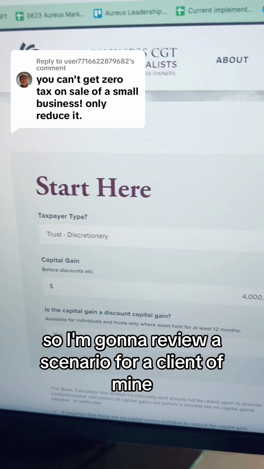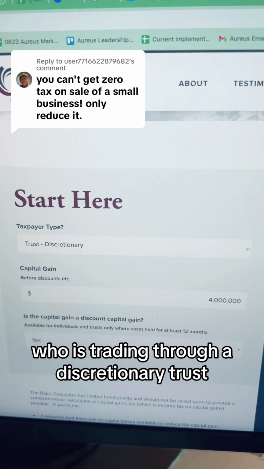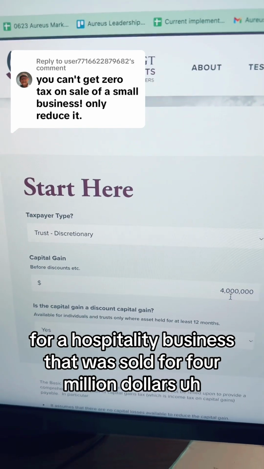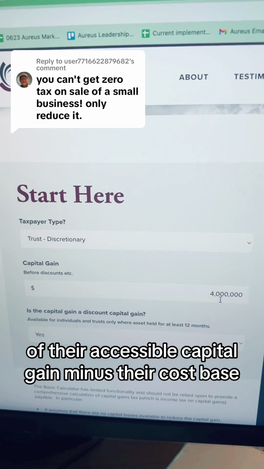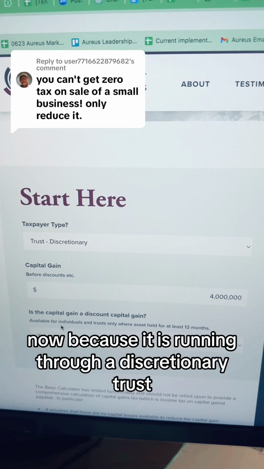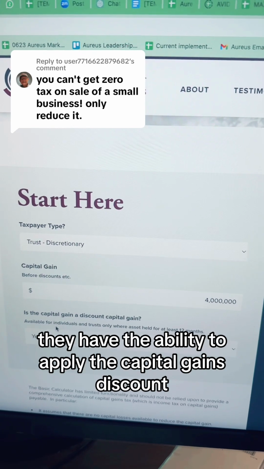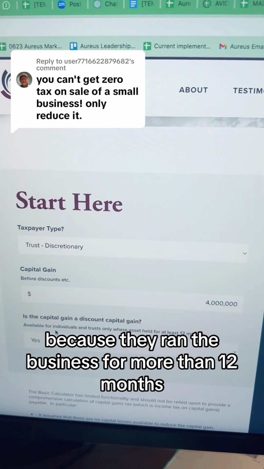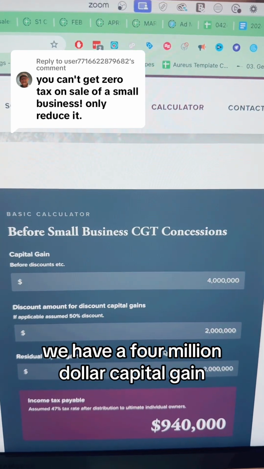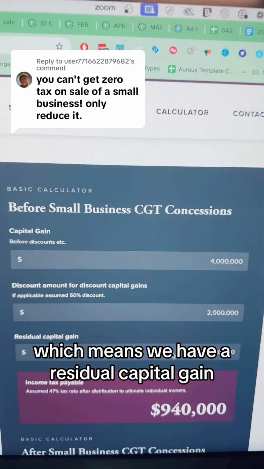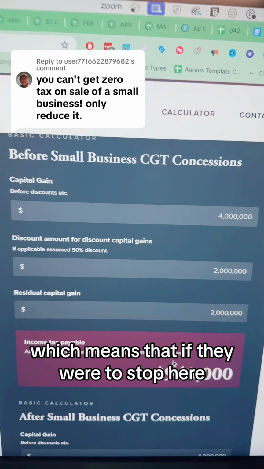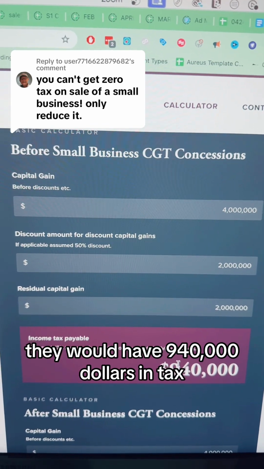Okay, so I'm going to run you through a scenario for a client of mine who was trading through a discretionary trust for a hospitality business that was sold for $4 million of their assessable capital gain minus their cost base. Now, because it is running through a discretionary trust, they have the ability to apply the capital gains discount because they ran the business for more than 12 months. We have a $4 million capital gain. We've got a discount of $2 million, which means we have a residual capital gain, which means that if they were to stop here, they would have $940,000 in tax.